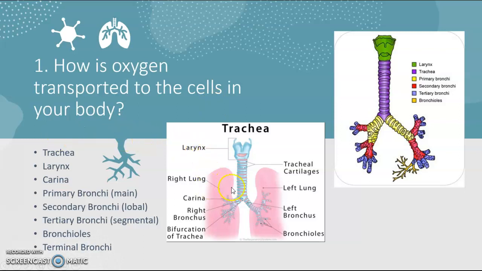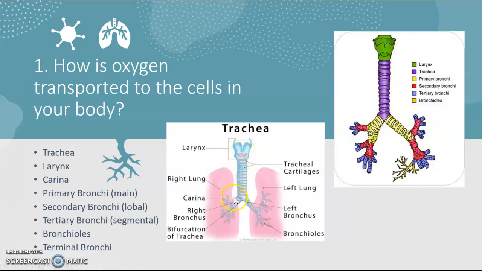You first start off with bringing oxygen into your body through the trachea. And the trachea is your windpipe. It's mainly a thin tube composed of little rings called tracheal cartilages. The trachea is connected to the lungs from the larynx, also known as your voice box, which is located at the front of your neck.